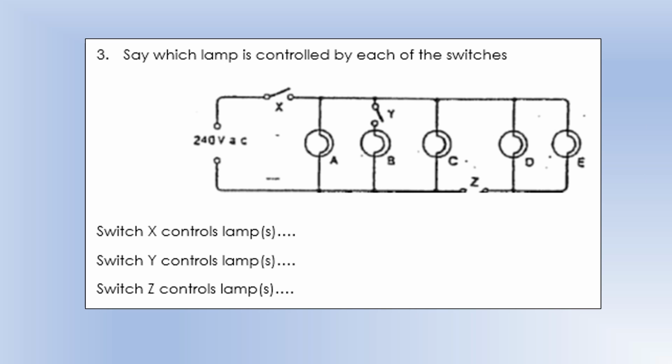So which lamp is controlled by each of the switches? Okay, so X is coming straight out of the power source, so that's going to control all of the lamps. If you open X, no current flows out of the battery, so none of them can be switched on. Y is only in the branch with B in it, so that one controls B only. Z, you can see, is in the branches D and E. If Z is open, current essentially has to stop at C, it can't go beyond, so it's going to control D and E.